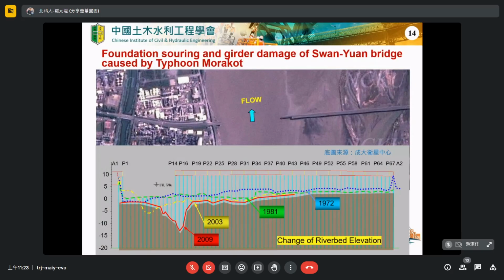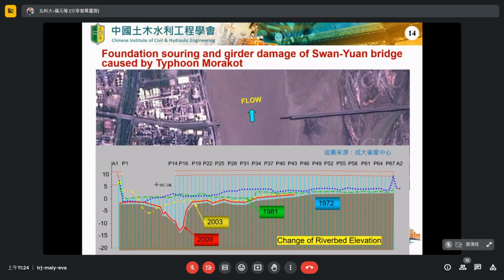And this slide shows the riverbed change for the Shuangyuan Daqiao in Kaohsiung County. This figure shows the riverbed elevation at different times. As you can see, the blue dashed line means the riverbed in 1972. There is no deep channel, because the riverbed seems so smooth. However, up to 1981, you can see scouring depth was observed, indicated by the green dashed line. And there is also somewhat large change, but up to 2003, you can see the riverbed change indicated by the yellow dashed line. Here it seems that a deep channel has formed.